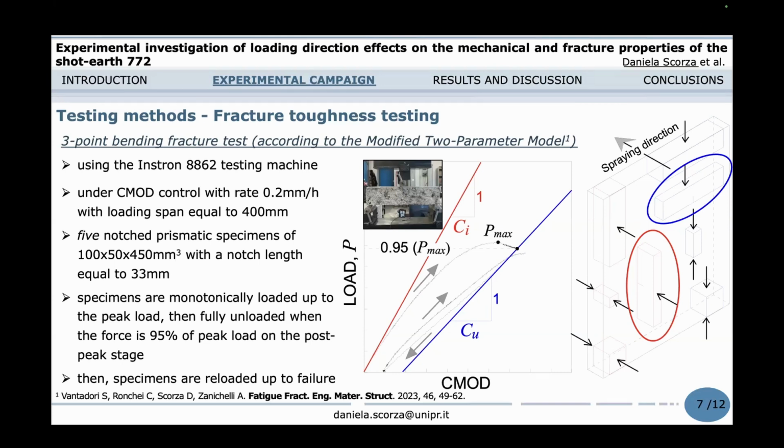Then it is fully unloaded when the force is equal to about 95% of the peak load on the post-peak stage. Finally, the specimens are reloaded up to failure. The values of peak load, initial elastic compliance, and unloading elastic compliance obtained from these tests are used to compute the fracture toughness according to the modified two-parameter model.